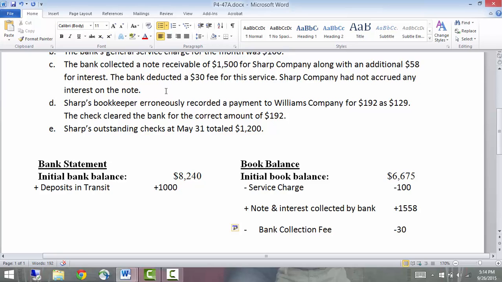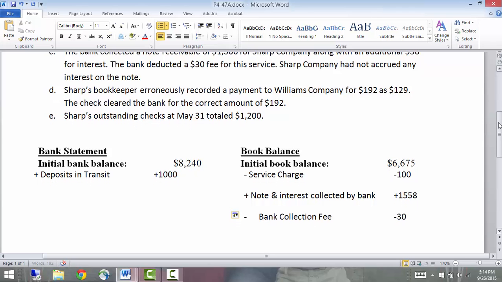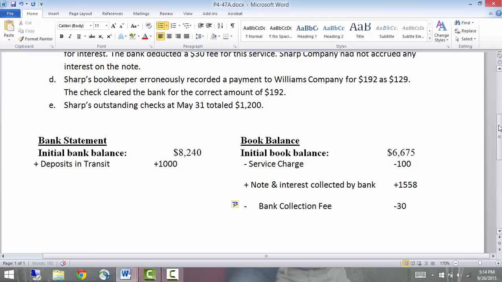So that's going to tell us when we go to make our adjusting entries, we're going to have to reflect that as interest revenue now, because we had not accrued any interest. We had not recorded any interest revenue up to this point. So we'll have to do that when we go to make our adjusting entries, and we'll talk about that in just a second.